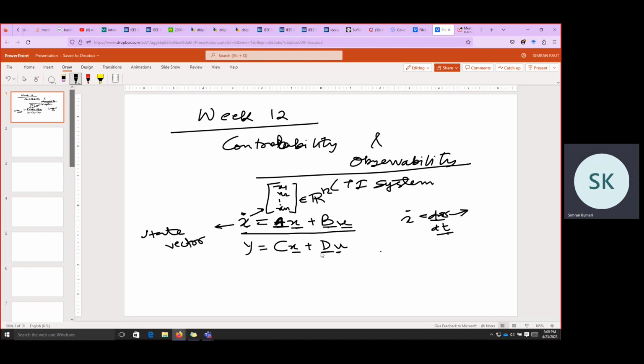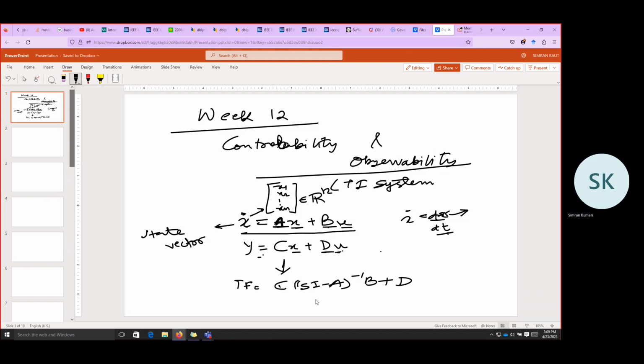So when D is zero, meaning there is no direct feed forward from input to output, this is the transfer function that we get from this. We can of course get transfer functions from this one. So the transfer function will be C(sI minus A) inverse B plus D. So this is a transfer function, and if there is no direct feed forward, then we say this is a strictly proper transfer function.